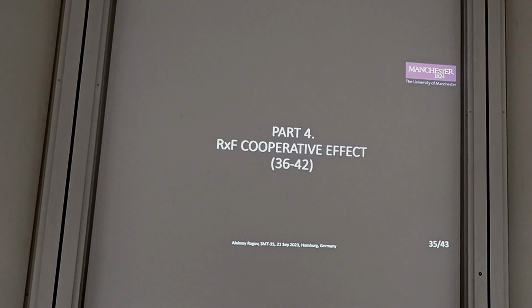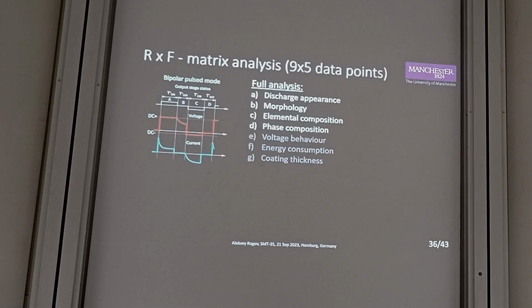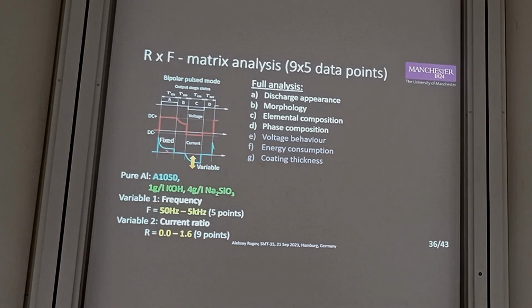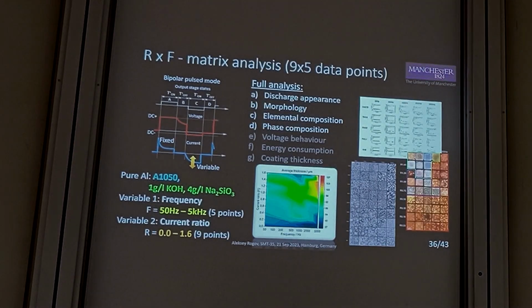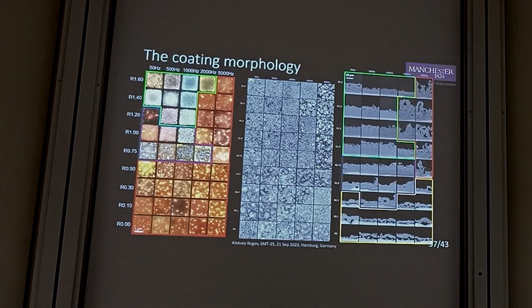system. And now we are getting to the main part of this talk, the research part on the cooperative effect between the current ratio and frequency. Here we use the bipolar electrical mode at constant positive poles and variable negative poles. The current ratio was in the range between 0 and 1.6, and frequencies were changed between 50 Hz and 5 kHz. We use pure aluminium as a model system and a simple diamond silicate electrolyte. The system was characterized by means of different characteristics. I will speak about them later.